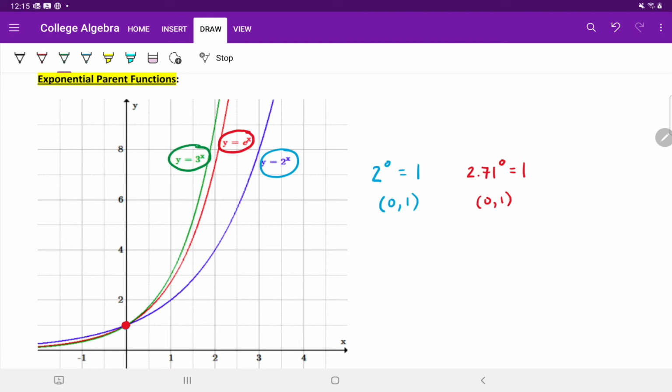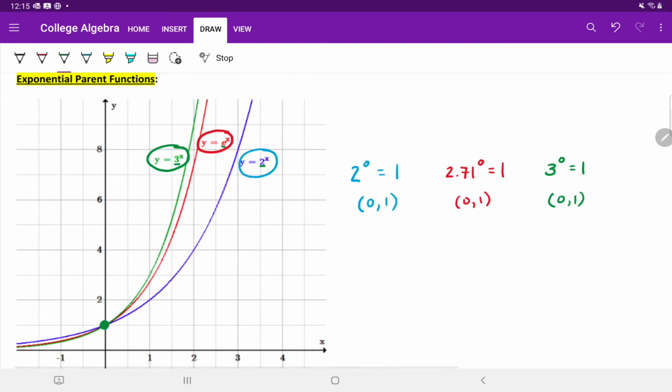All right, finally we have the parent function y equals 3 to the x. If we took that to the 0 power, that's also equal to 1, so 0, 1 is the y-intercept of this one as well. So our parent exponential functions are all going to pass through 0, 1, and they're going to be an upward slanting curve. Notice as our base gets bigger, our curve gets steeper. So if I wanted to find y equals 4 to the x, it's probably something like this, right? It'll be even further to the left than 3 to the x.